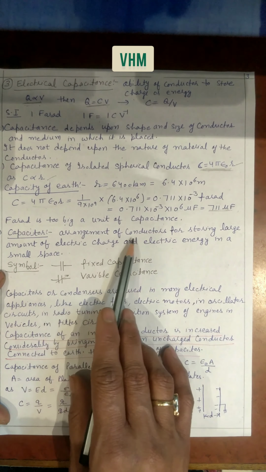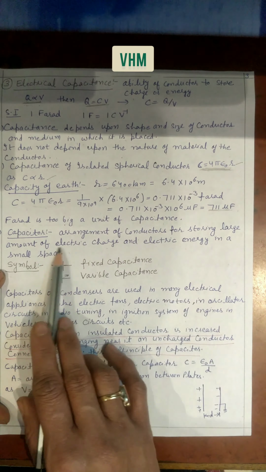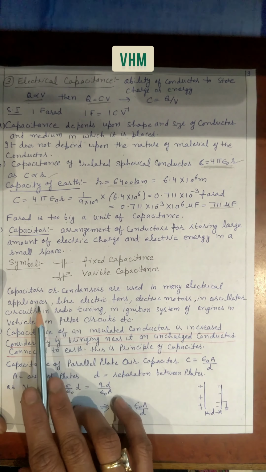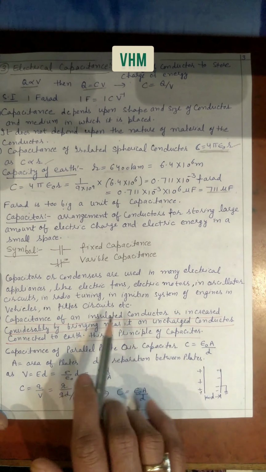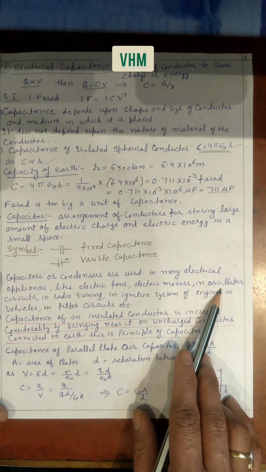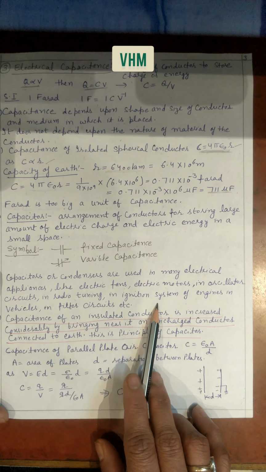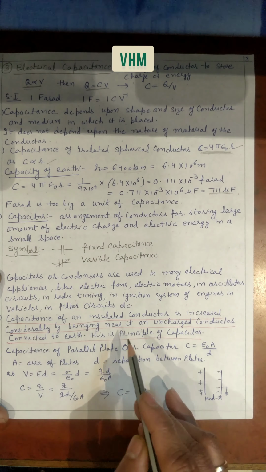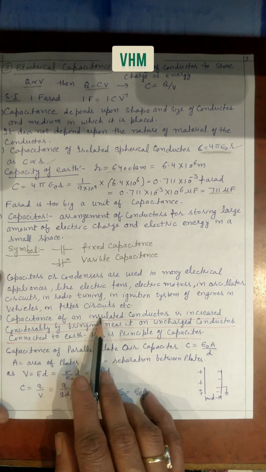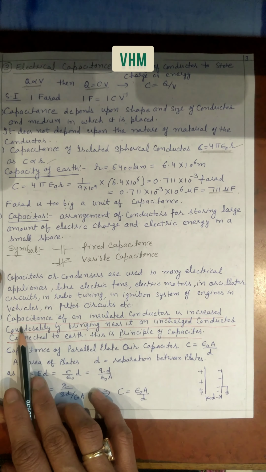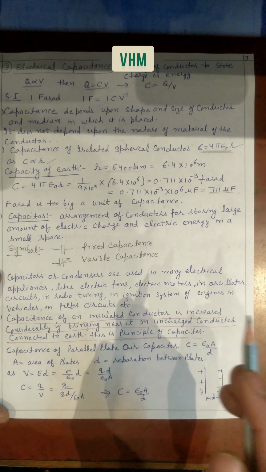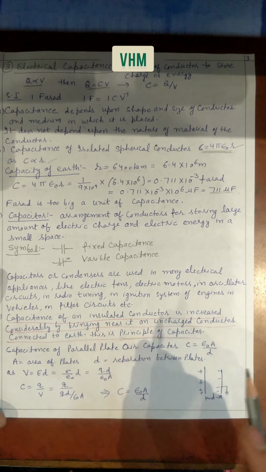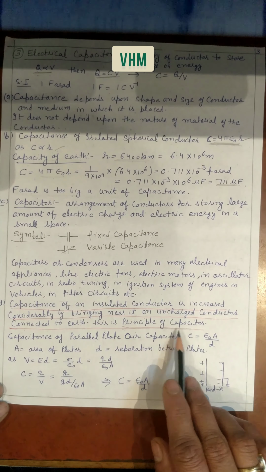A capacitor is an arrangement of conductors to store a large amount of charge and electric energy. Capacitors can be fixed or variable. They are used in many appliances like fans, motors, oscillators, radio tuning, vehicle ignition systems, filter circuits, etc. Now, the principle of the capacitor: the capacitance of an insulated conductor is increased when an uncharged conductor connected to earth is brought near it. That is the principle of the capacitor.